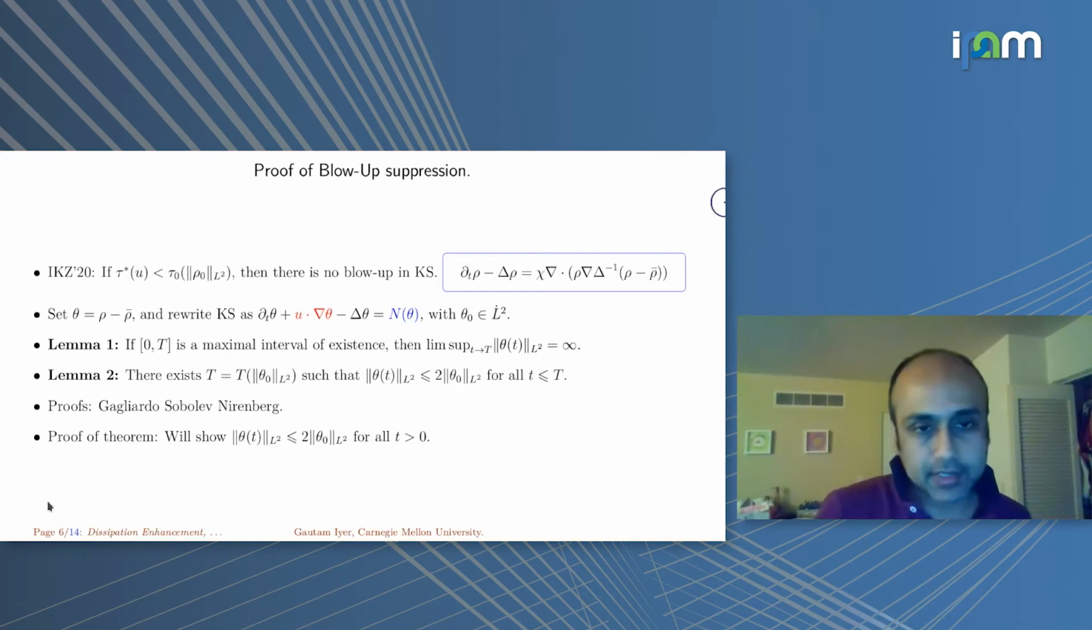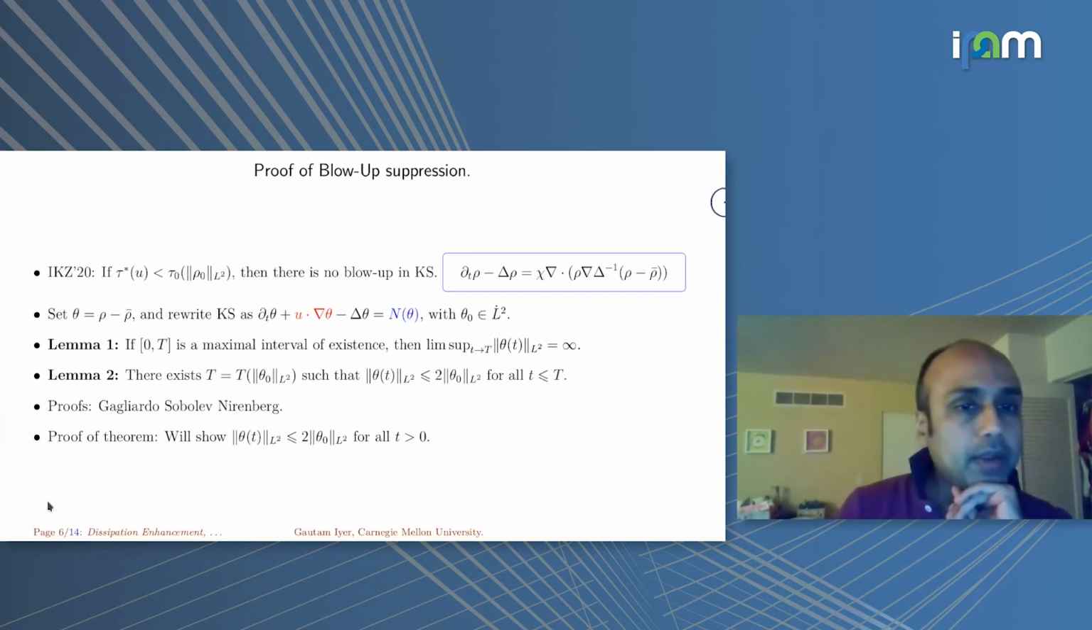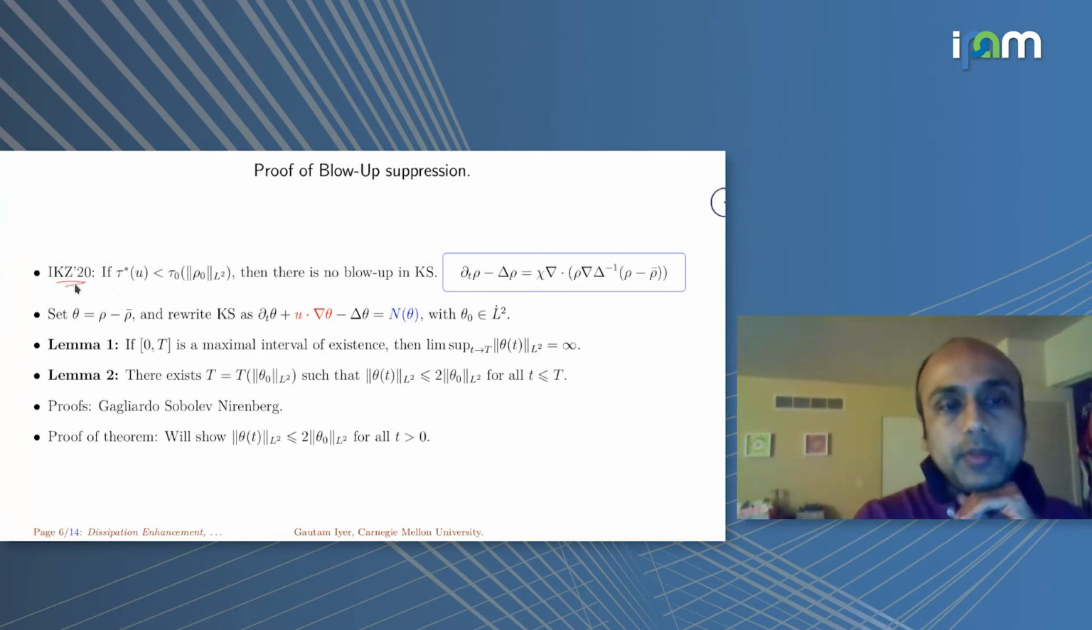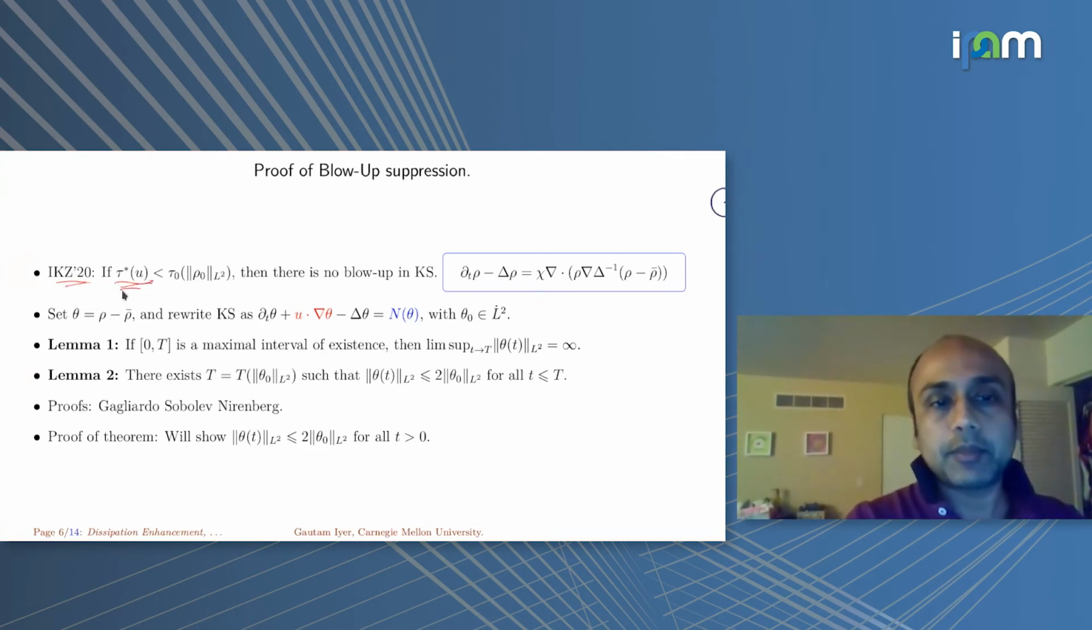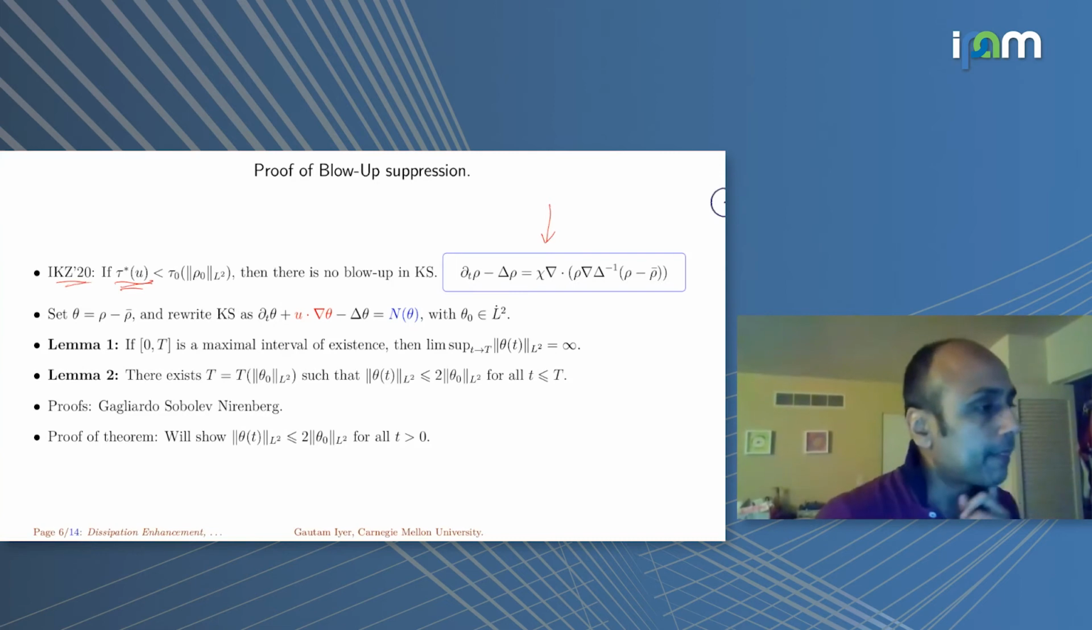So what's the idea behind the proof? Once you phrase it in this language, the proof is actually extremely simple and straightforward. Let me show you what goes into this proof. Quick reminder: my theorem is that if the dissipation time is small, then there's no blow up in the Keller-Segel equation, and that's the Keller-Segel equation.